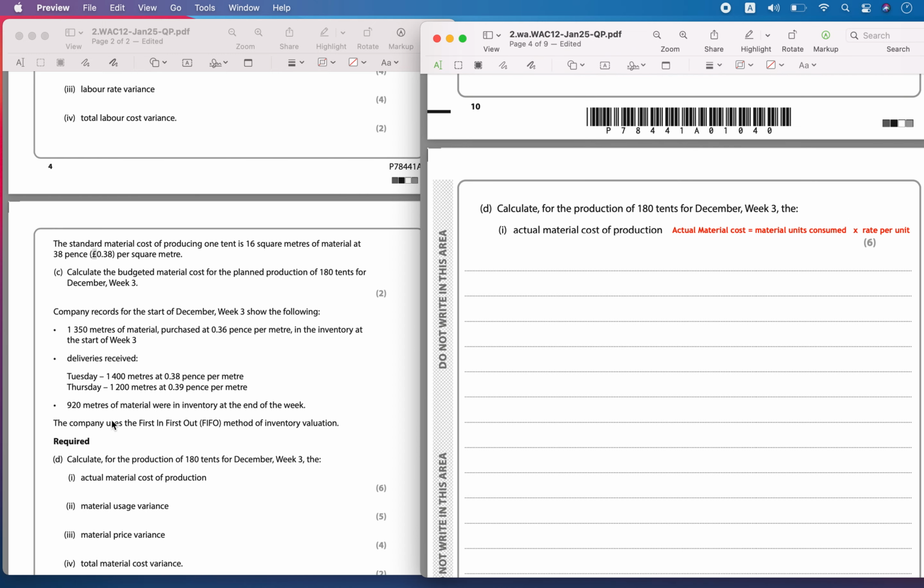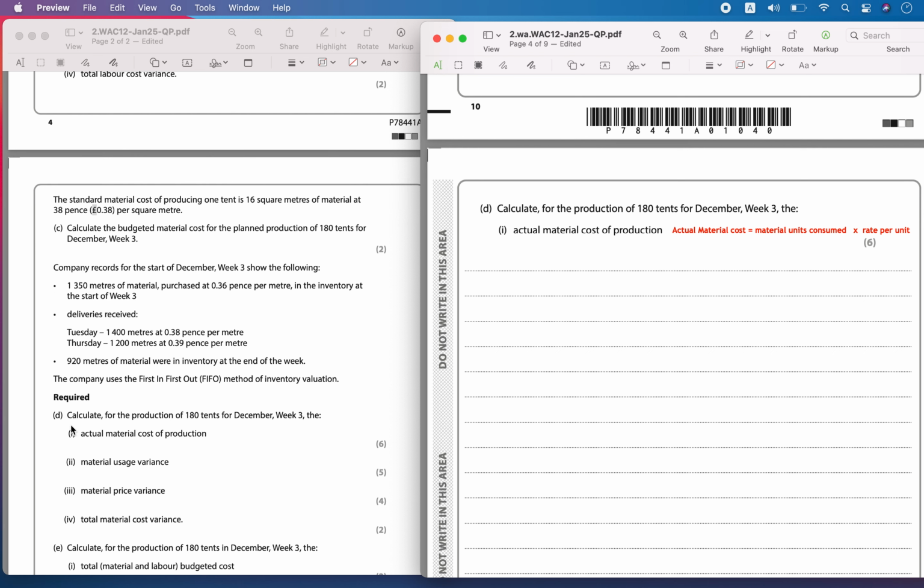Next, they have given some more information. Company records for the start of December week 3 show the following: 1350 meters of material purchased at 0.36 pence per meter in the inventory at the start of week 3. Deliveries were received on Tuesday and Thursday, and 920 meters of materials were in the inventory at the end of the week. The company uses the first in first out method of inventory valuation, wherein the first goods received will be used up first. That is the policy here.